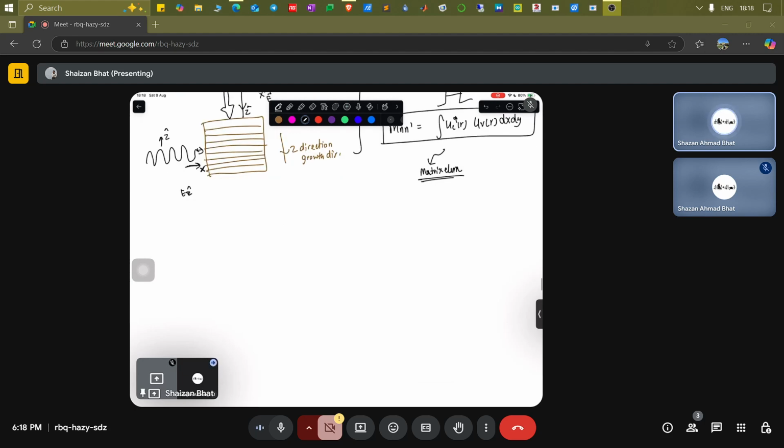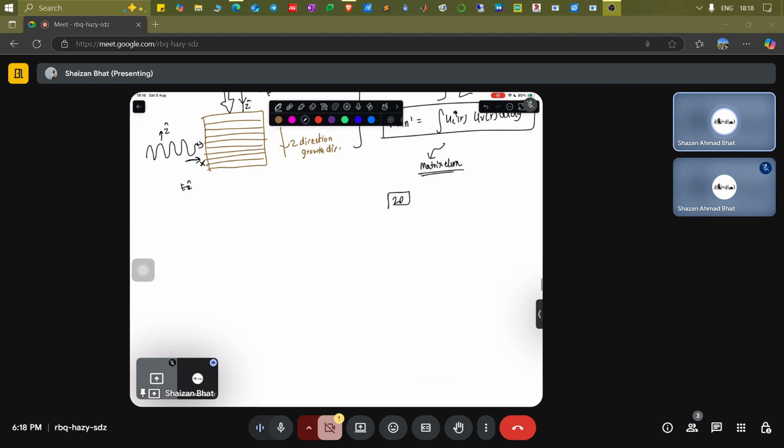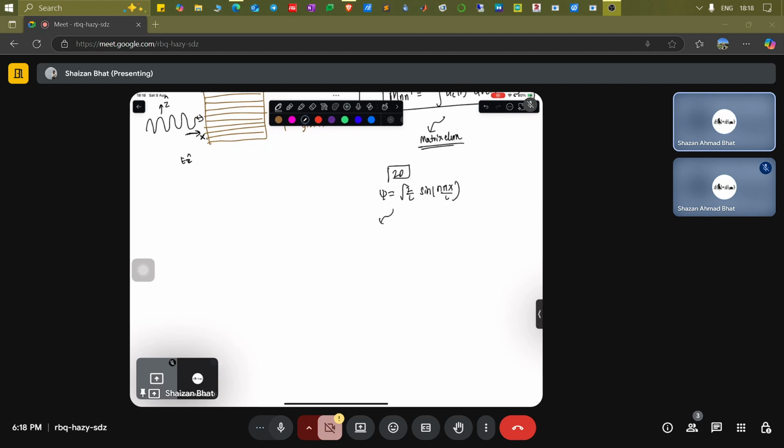Okay, so this will obviously be zero. For the 2D case, the wave functions are of the form square root of 2 over L times sine of n pi x divided by L. So you can write this overlap as the integral of sine of n pi z divided by Lz times sine of n dash pi z divided by Lz dz.